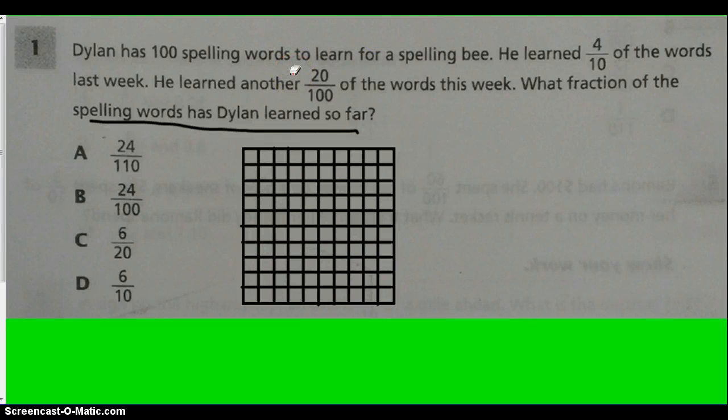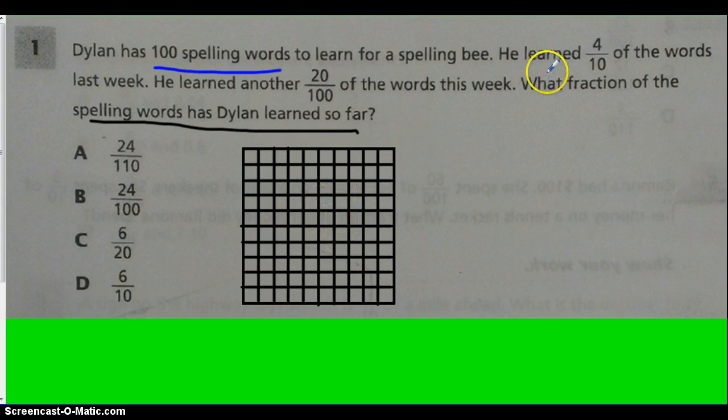Alright, so let's take a look at these solutions. Dylan is trying to find the total amount of words that he's learned, and he has 100 spelling words, and that's convenient because we know our hundreds grid, so you could look at each one of these blocks as one of his spelling words that he's learned. So let me erase that before we start using it.